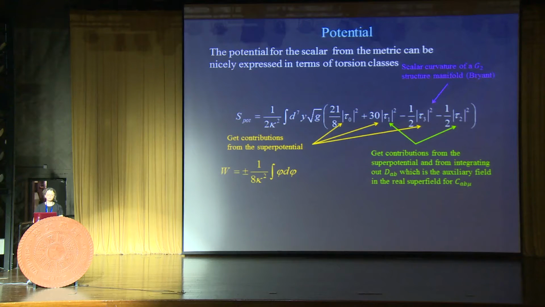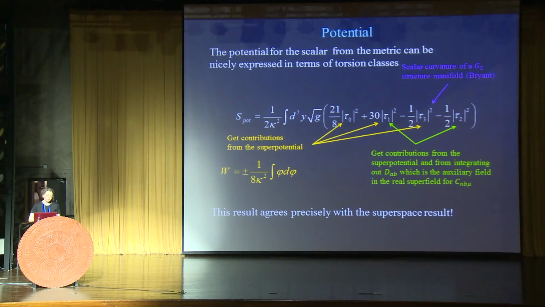results. Now we have to take several contributions into account. So tau 0, tau 1, and tau 3, they receive contributions from integrating out the auxiliary field in the Kähler multiplets, but we also have to integrate out D terms, which is the auxiliary field in the real superfield that accommodates the 3-form from the metric. And fair enough, even though these numbers are very complicated, the agreement is precise.